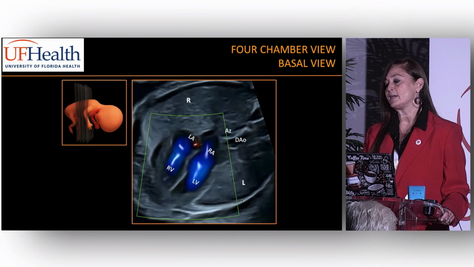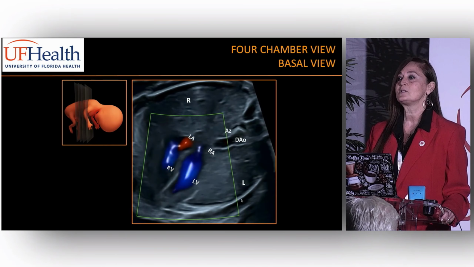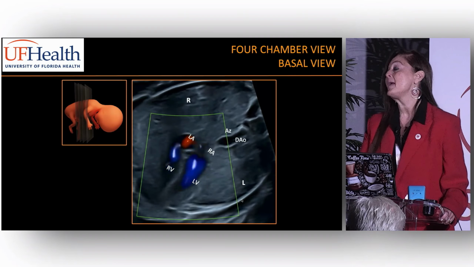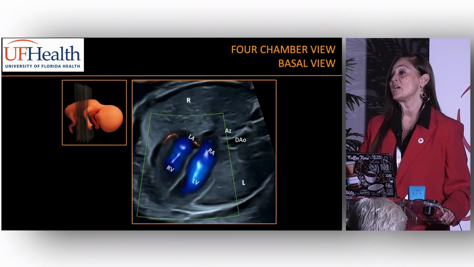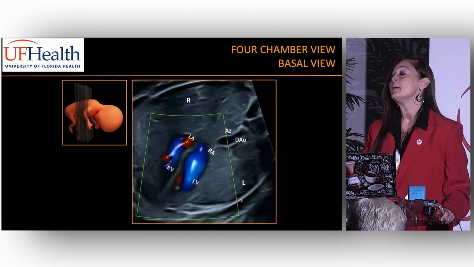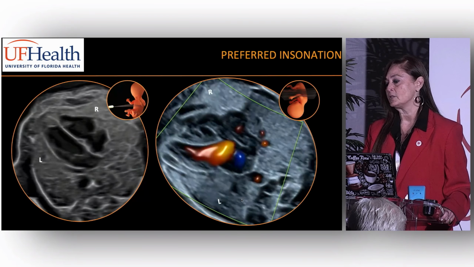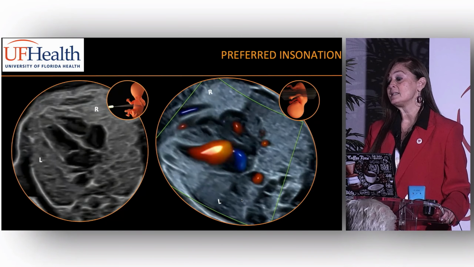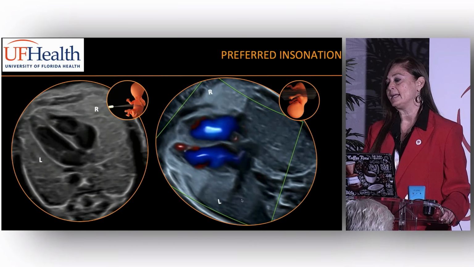And of course, for those of us who get a third trimester fetus, we are looking at the basal approach. This becomes very challenging later on in gestation with extensive shadowing, but sometimes that's all you're going to get. Now, preferred insonation is apically to right laterally.